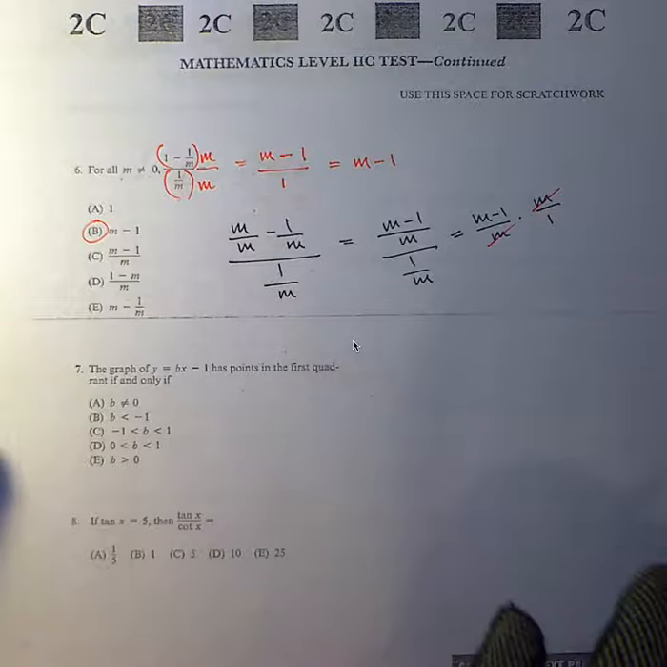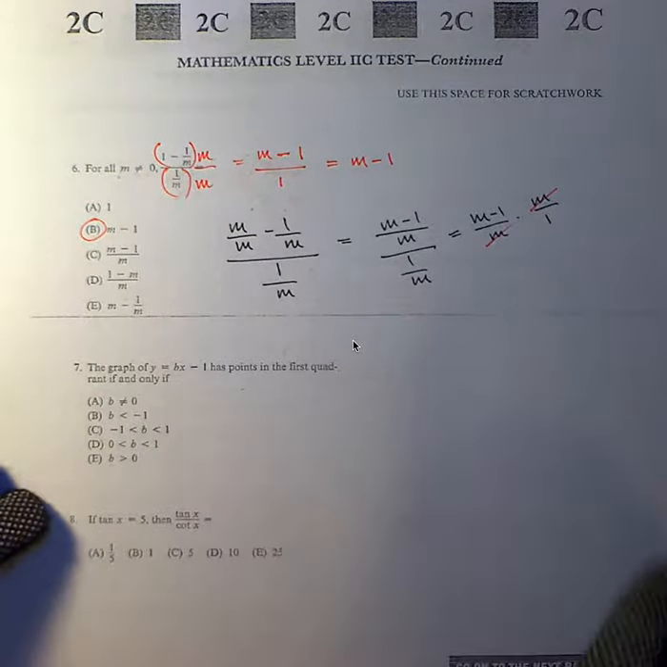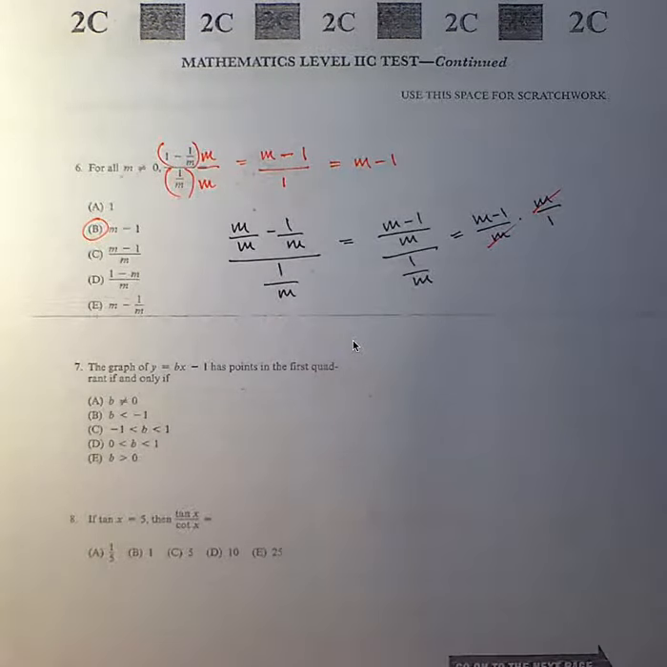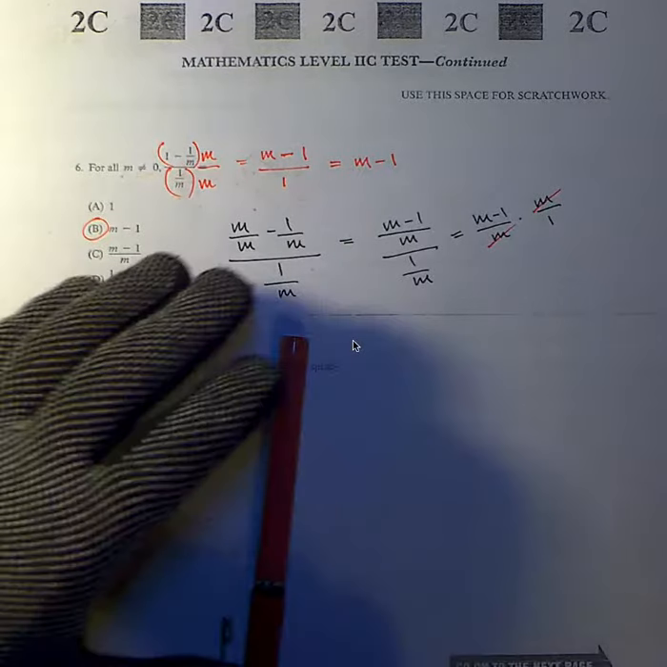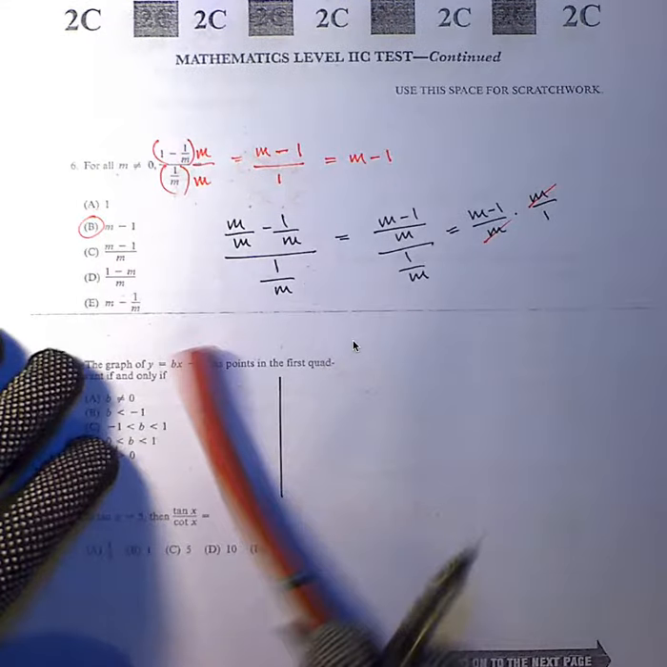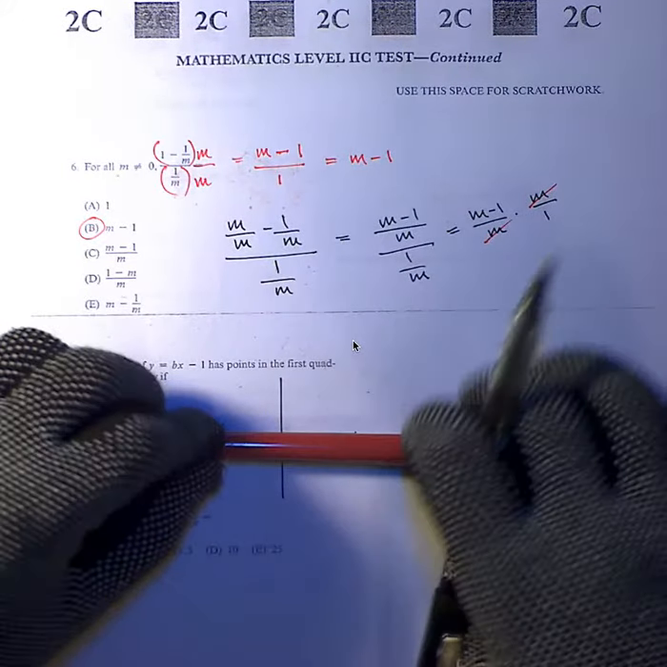Now, here is the next problem, right? The next problem is 7, and it gives us a line in slope-intercept form, and it says this line has points in the first quadrant if and only if. So let's draw us a quick coordinate axes. So like this will do, right? Something like this, right? Okay, so here it is.